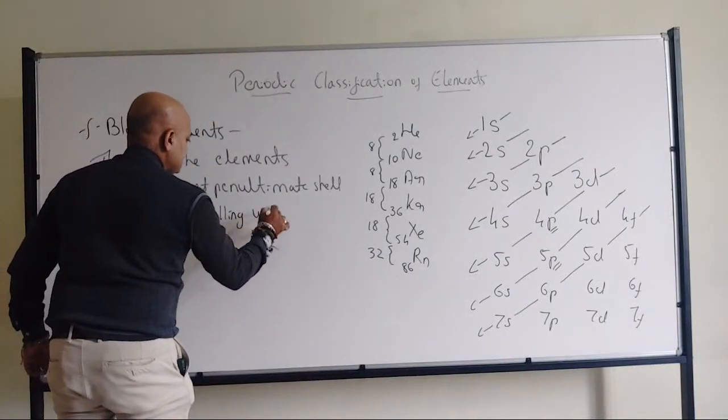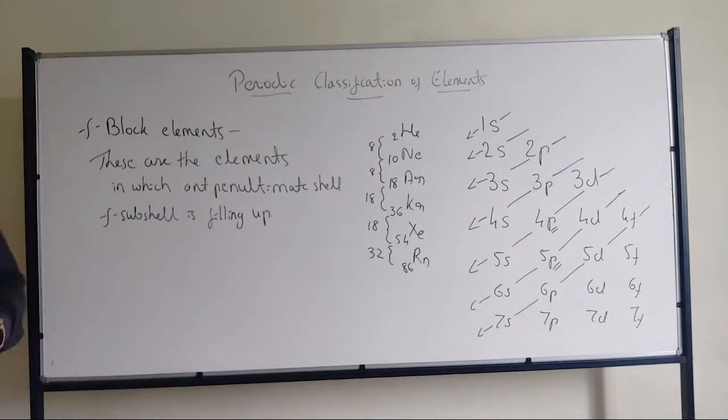Or you can simply write it as F subshell is getting filled up. That is also fine, no problem. So D block is where the D subshell is getting filled up, and F block is where the F subshell is getting filled up. But don't mention it as the outermost shell, that's all. If you don't write penultimate, that is fine. But don't ever write outermost shell.